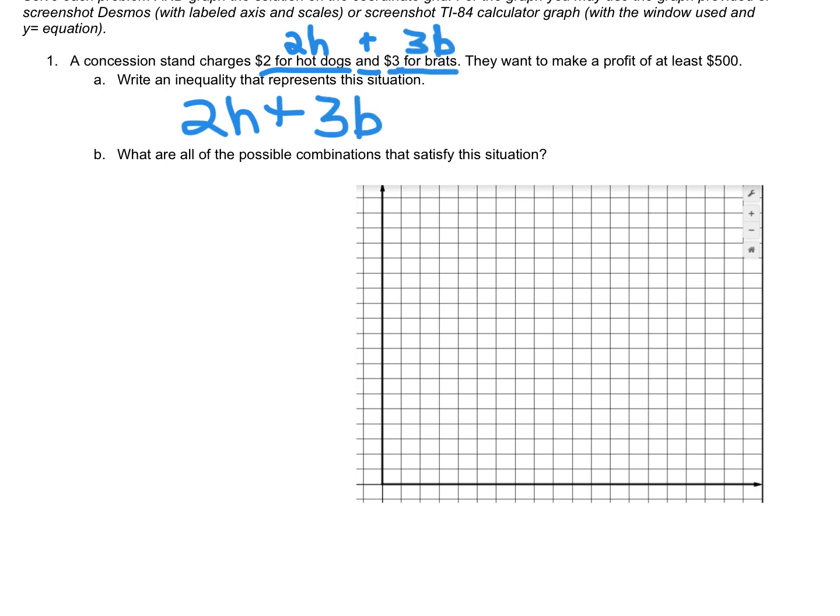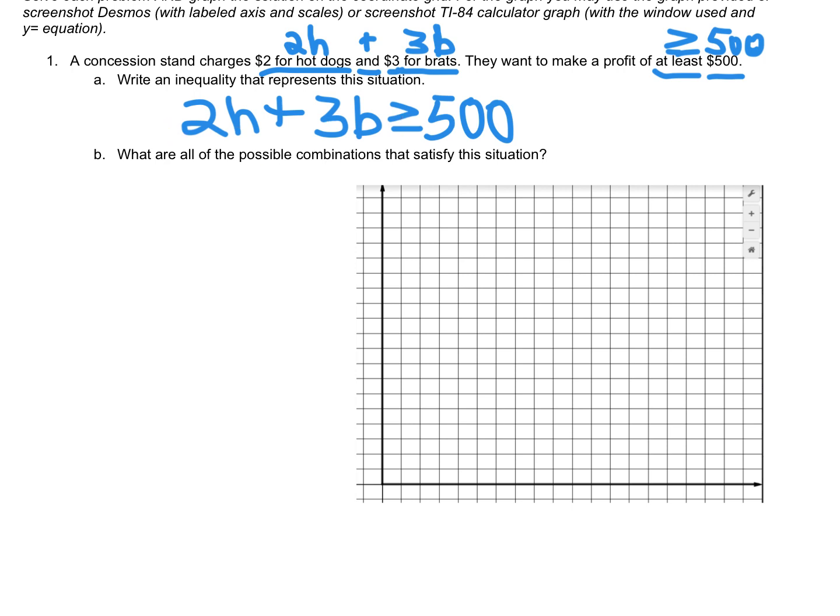And we want to make at least $500. When I say the word "at least," what does that mean? If I want at least $500, do I want $500 or more, or $500 or less? I want $500 or more. So I want the 2h plus 3b, my profit, to be greater than or equal to 500. At least means we include the 500. That's why I have the equal to part below. So our inequality is 2h plus 3b is greater than or equal to 500.